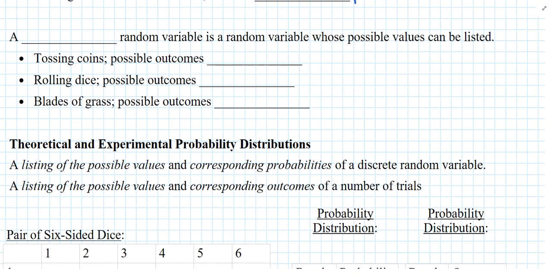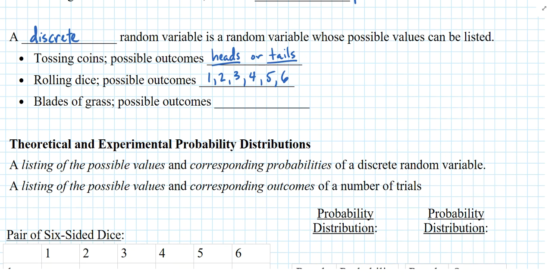A discrete random variable is a random variable whose possible outcomes or values can be listed. For example, when flipping coins, the possible outcomes are heads or tails. This is a discrete random variable. When rolling dice, the possible outcomes are usually 1 through 6, though other fair dice with different number of faces do exist.